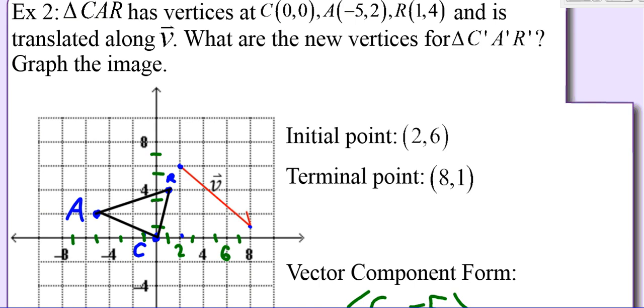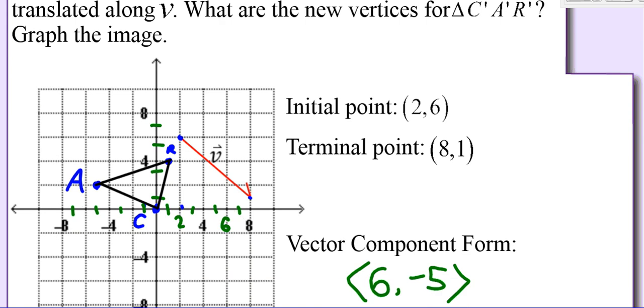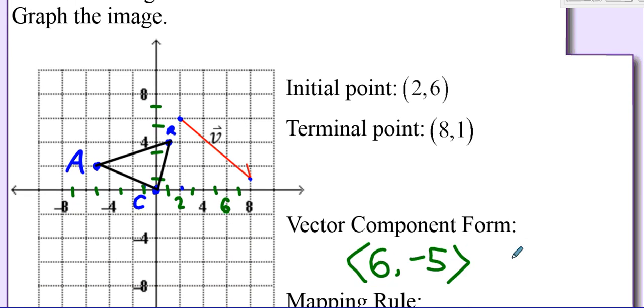Now for the important part: we're going to move every single one of those points along our vector, (6, -5). So 6 to the right, down 5. We'll start with C. Move it 6 to the right, and down 1, 2, 3, 4, 5. And then we label that C prime, because that's the after the move, with a little apostrophe on it.